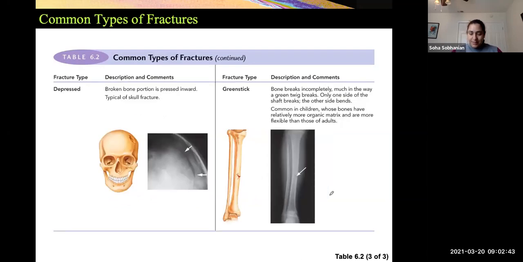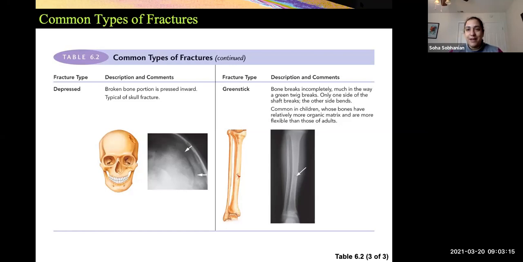Depressed fracture is basically what you see in what we call blunt force trauma. So blunt force trauma basically causes the bone to be crushed inward into a cavity. So depressed fracture is most common in skull fractures. Again, the skull caves in. A lot of times, if you do have a depressed fracture, that may end up leading to internal bleeding, and as a result, lead to death.